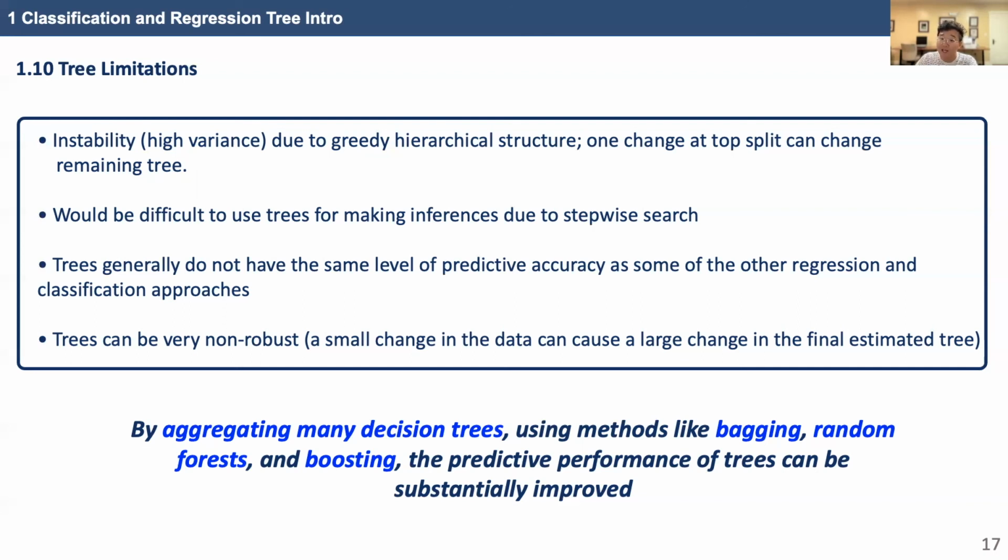However, by aggregating many decision trees using methods like bagging, random forest, and boosting, the predictive performance of trees can be substantially improved. I will introduce this concept in the next module.